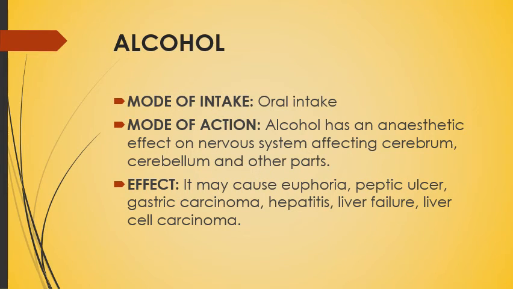The next is your alcohol. That is oral intake. Alcohol has an anesthetic effect on the nervous system, affecting the cerebrum, cerebellum and other parts. आजकल भी जैसे ही अल्कोहल की शॉप्स ओपन हुई हैं, you must have seen long queues around them. It means people are completely addicted to them. They are so much dependent. Why so? Because they make us feel euphoria. Euphoria का मतलब होता है, मैंने पहले भी बताया, खूब खुश होना, extreme happiness.